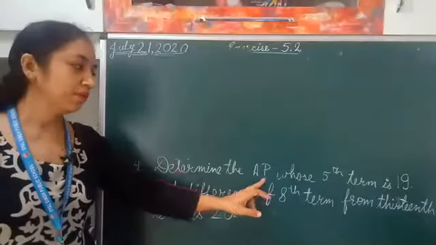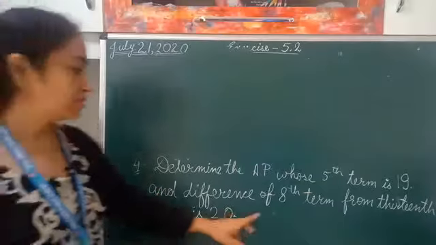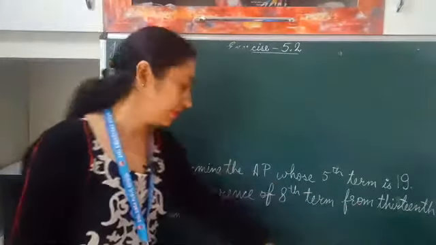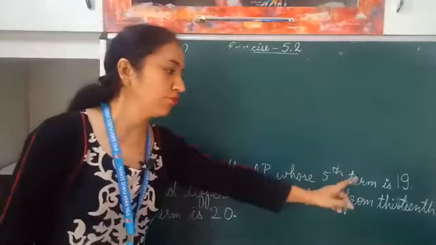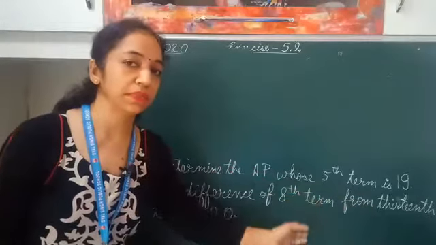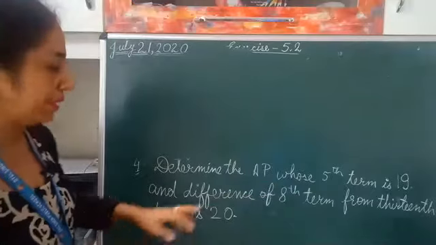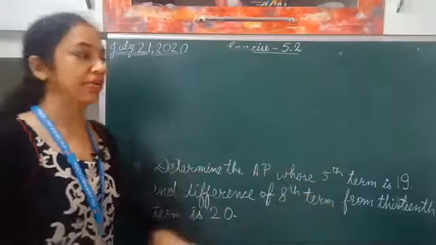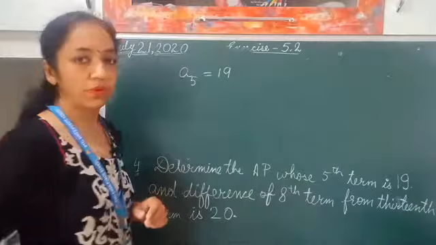Determine the AP whose fifth term is 19 and the difference of the 8th term from the 13th term is 20. AP whose fifth term is whatever is given to you in the question, accordingly we will start writing. We are given the fifth term is 19. Fifth term means A5 is given to you as 19.